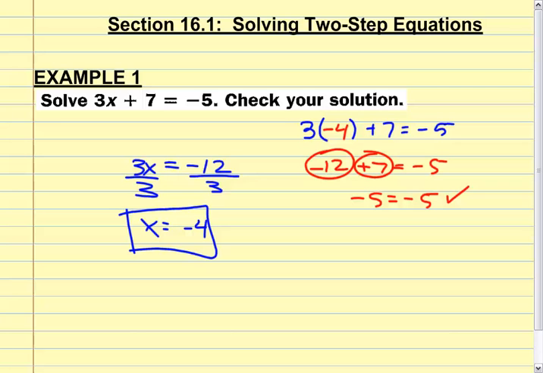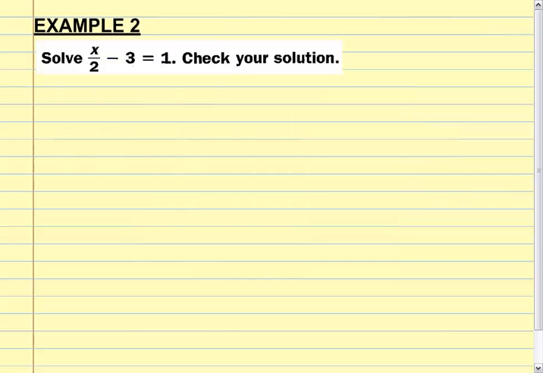Beautiful. Nicely done. Let's look at the next one. It's getting pretty complicated. You guys look like you're doing some math now. It's pretty nice. x over 2 minus 3 equals 1. What's the first thing that I want to do? Add 3 to both sides.